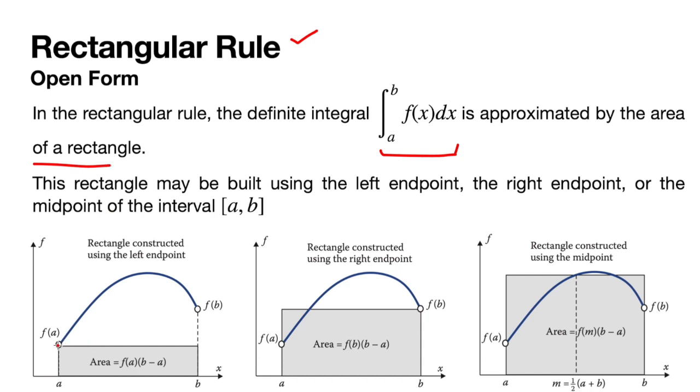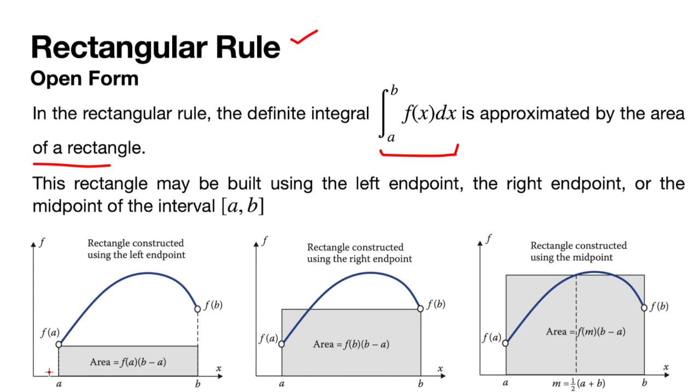So this is f of a and this is f of b, and this rectangle may be built using the left point, the right point, or the midpoint of the interval. So this one is the interval a and b. Using the left-hand point method, we use the left point and find the area up to that point on the graph.